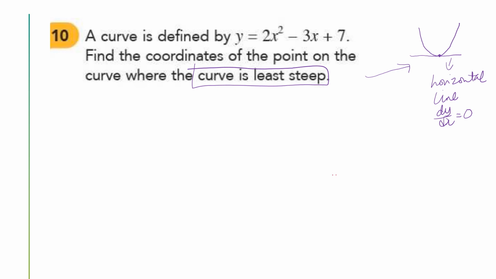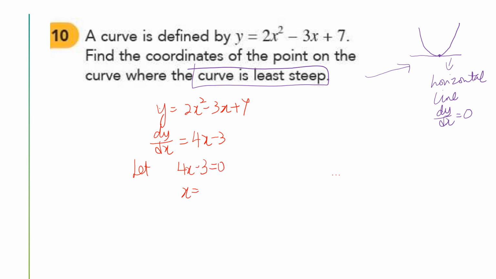Okay, so that's fine. Let's find the gradient function first, which is your dy over dx. So differentiate 2x squared, you will have 4x. Differentiate negative 3x, you get negative 3. Differentiate 7 is 0. Okay, so we're going to let dy over dx equal to 0, which means we let 4x minus 3 equal to 0. So x will be 3/4.